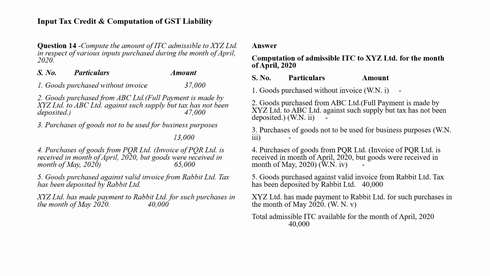Goods purchased against valid invoice from Rabbit Limited. Tax has been deposited by Rabbit Limited, 40,000. XYZ Limited has made payment to Rabbit Limited for such purchase in the month of May 2020. The total admissible ITC available in the month of April 2020 will be 40,000. Thank you for listening. Very interesting.